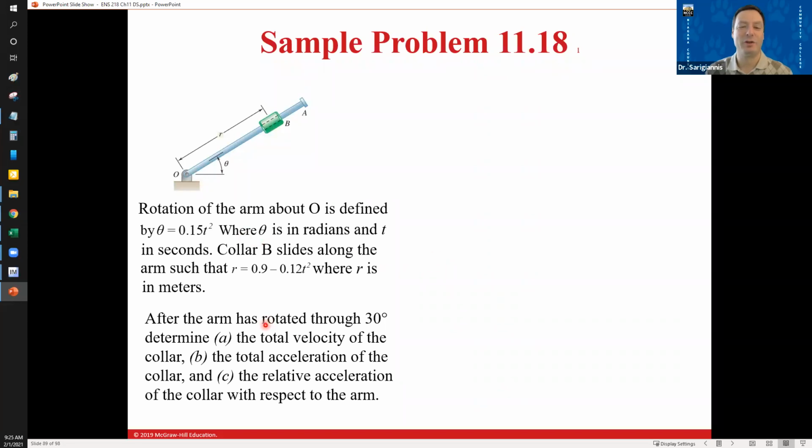After the arm has rotated through 30 degrees, determine A, the total velocity of the collar, the total acceleration of the collar, because the collar is still accelerating, and the relative acceleration of the collar with respect to the arm. So this problem combines a whole bunch of stuff in polar coordinates that we've covered in rectangular coordinates.